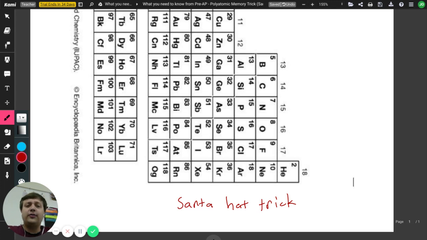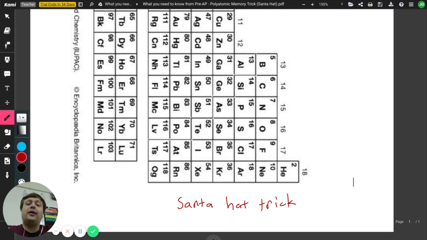Now the polyatomic ions that we're going to be specifically focused on are the ones that have oxygen in them. When you're looking at those on your list, what you'll find is that a lot of them have oxygen attached to the end of them. So that's what this trick is actually going to be focused on.